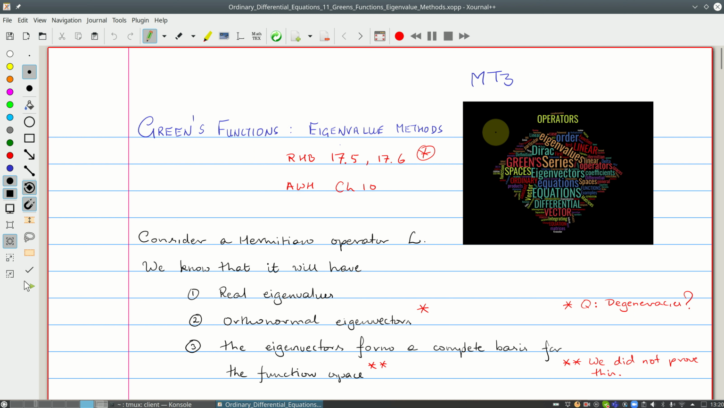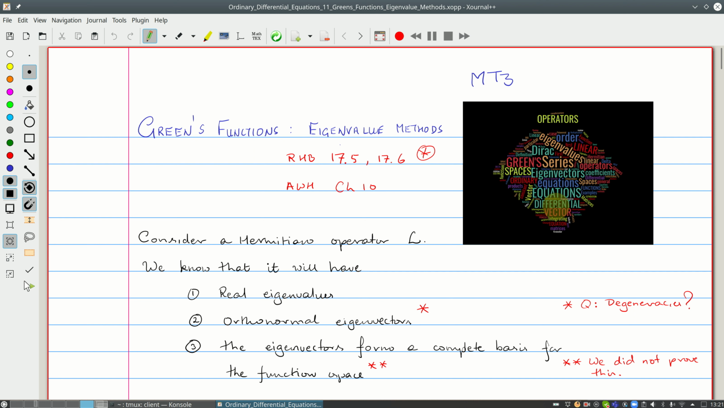We are still on Green's functions, and this time we're going to look at the method of Green's functions from a different point of view, using a technique called eigenvalue methods. Now this is described in Riley, Hobson and Bence 17.5 and 17.6, and I will be following the material from here, but you'll also find parts of this explained in chapter 10 in Arfken, Weber and Harris.